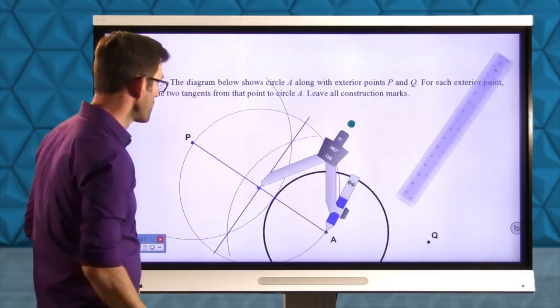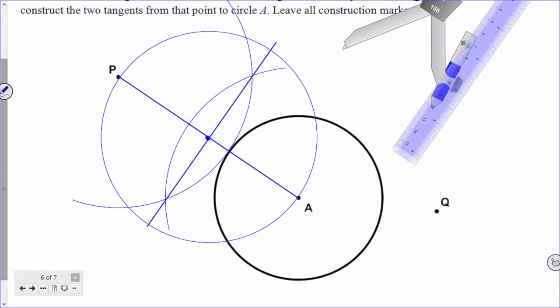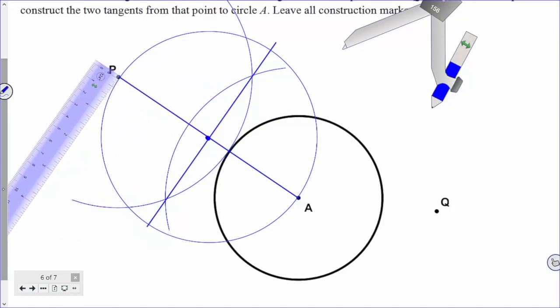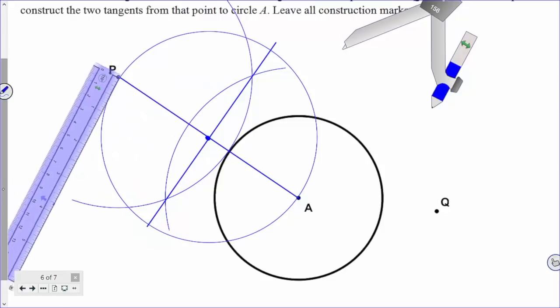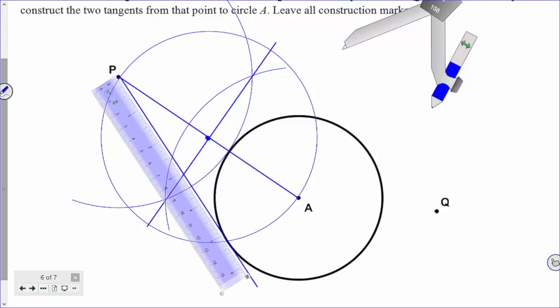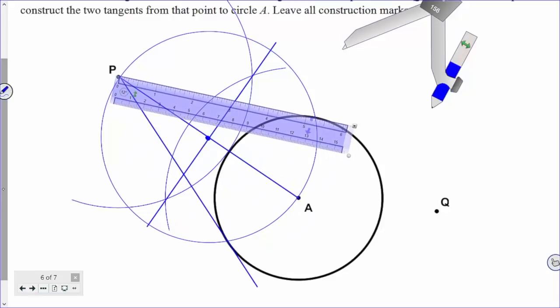Okay? Let me just move this out here, bring this up, and now my points of tangency, interestingly enough, are the intersection points of those two circles. So if I go like this, that will be one tangent line. And then this will be the other tangent line.